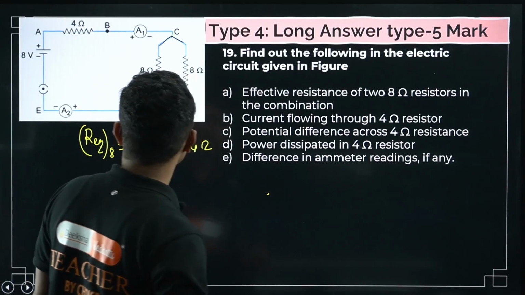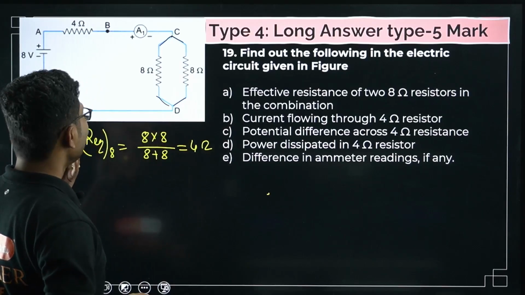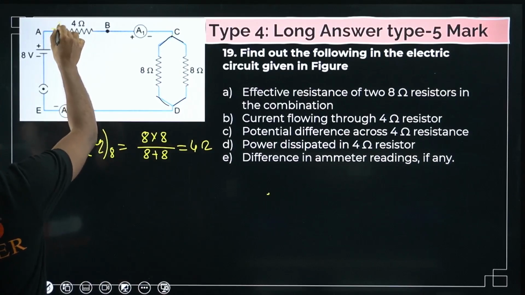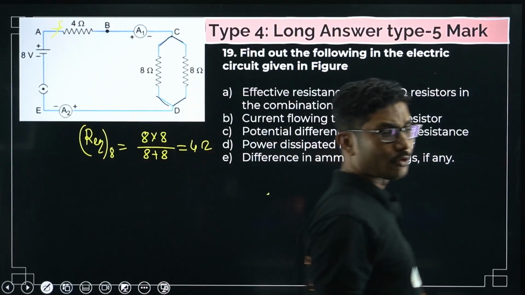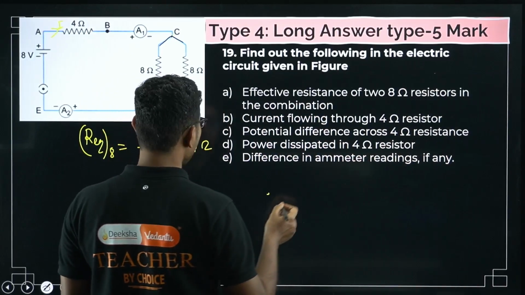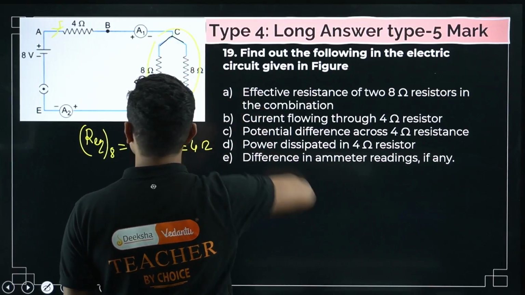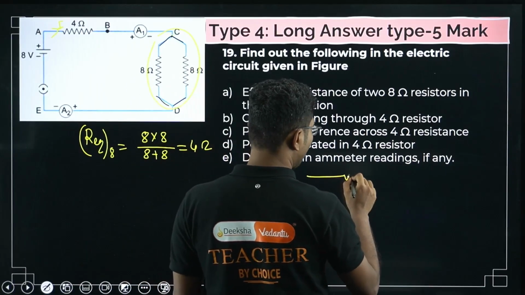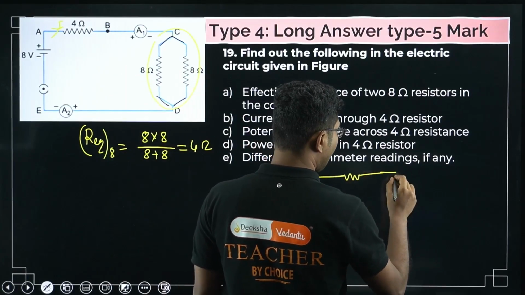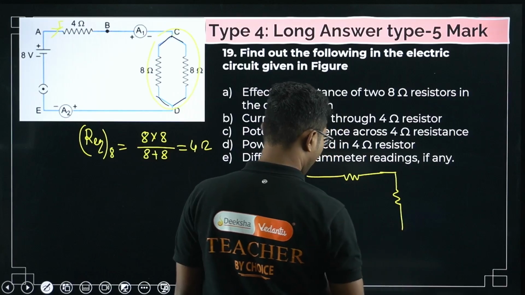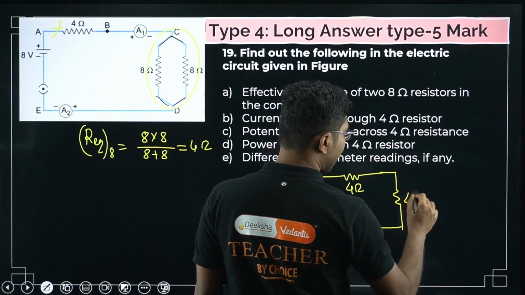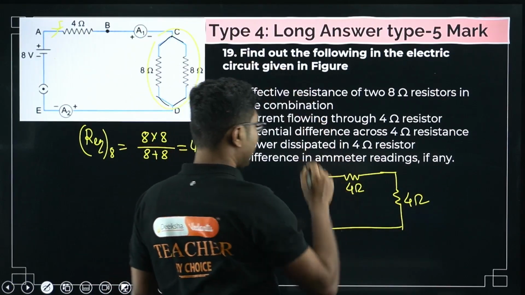Okay, now next is the current flowing through the 4 ohm resistor. What is the current flowing through the 4 ohm resistor? The current flowing through this 4 ohm resistor is the same as the total current in the circuit. How can we calculate the total current in the circuit? We have already calculated this combination. So let me redraw this circuit. 4 ohm is here. We will ignore other parts, they are not necessary here. These are connected like this. This is 4 ohm, we know that. This is the equivalent resistance, that is also 4 ohm, and the battery is 8 volt.